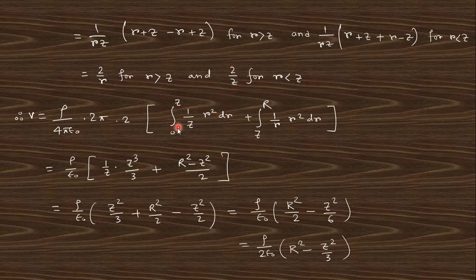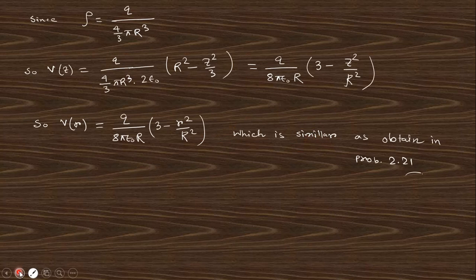So if you put these two expressions, for 0 to z, this is the r less than z case, that's why 2 by z, and from z onward this is the r greater than z case, right? So you split this integration into two parts, and the integration will run from 0 to r. Integrating in two parts, you will get this expression, which is the potential at the inside.